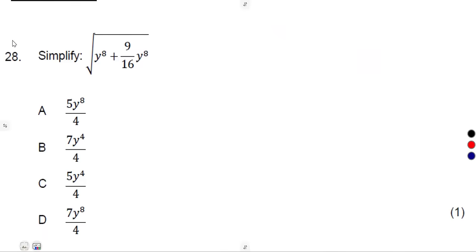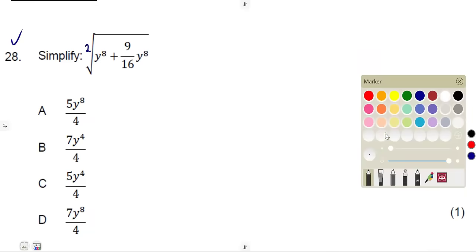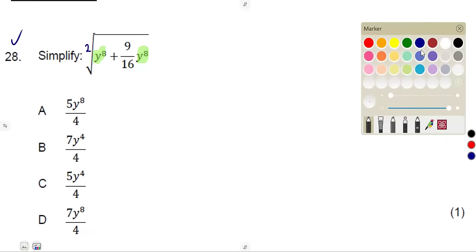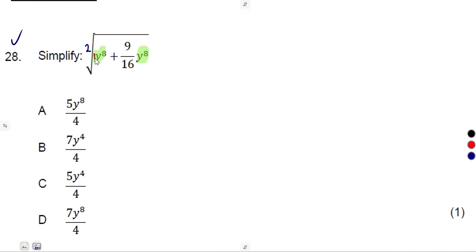Simplify on number 28. The square root of... remember I said there is a tool that they do not show you, but it is there. Knowing that is going to help you. All right, anyways, these are like terms, guys. y to the exponent of 8 and y to the exponent of 8. Same variable and exponent. So simply add, remember, like terms, you add the coefficients of the given variable. So here there is a 1, y to the exponent of 8.